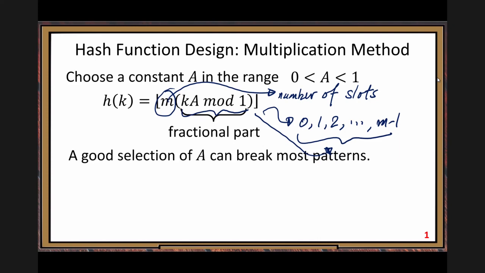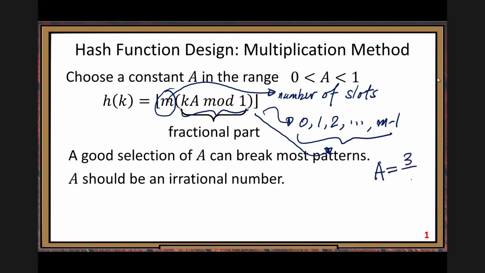So what do you treat as a good selection of A? A should be an irrational number, not rational. If you get a rational number, then the performance will be very bad. For example, here I just use a simple example, 3/5. If A equals 3/5, then if your K is a multiple of 5, you get an integer. An integer mod 1 is 0, right?